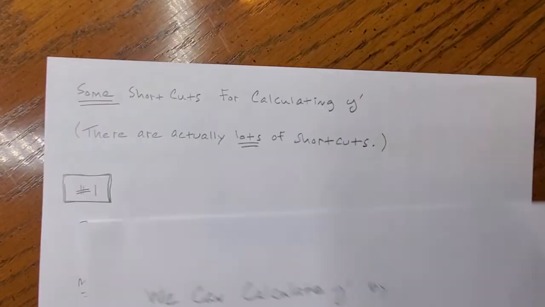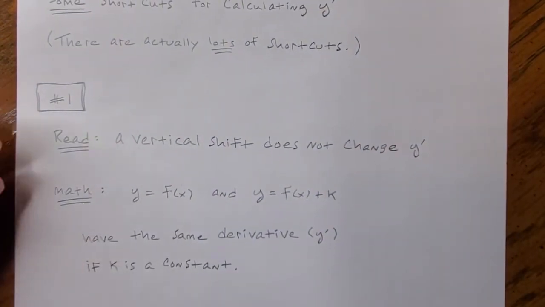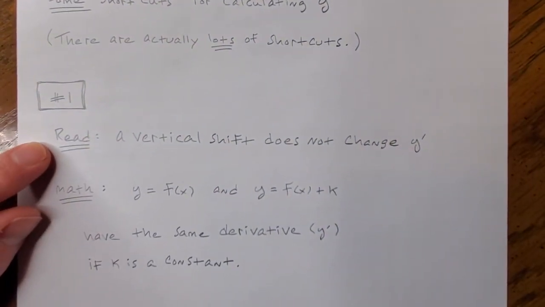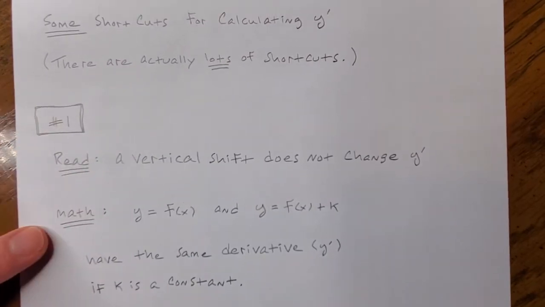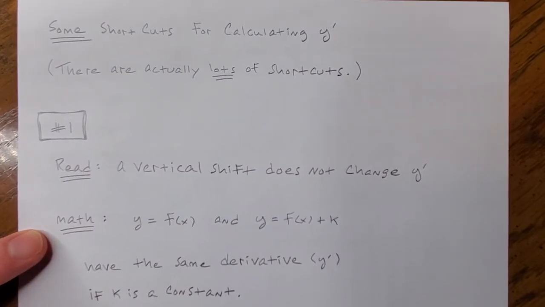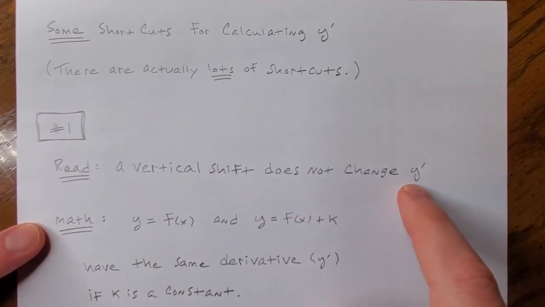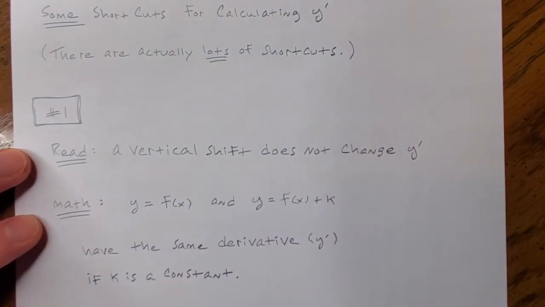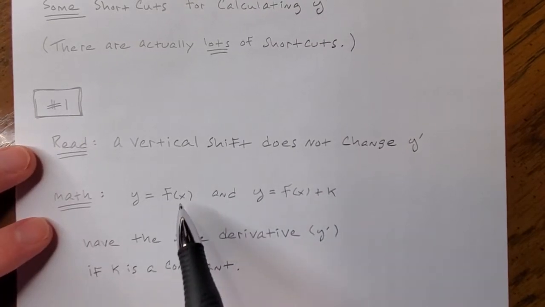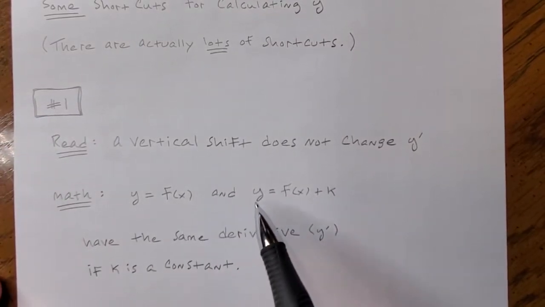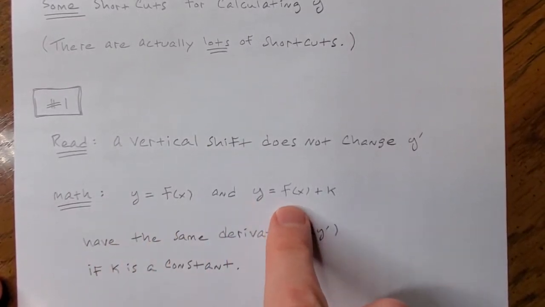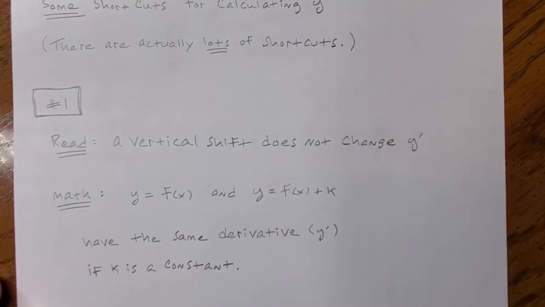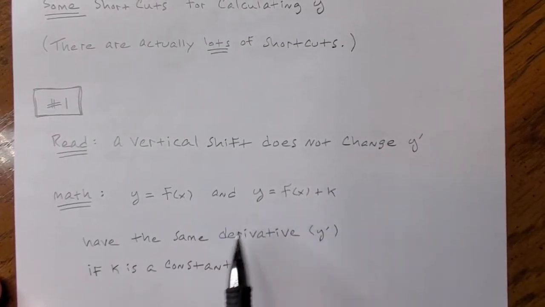Here's how we can think of the first shortcut. I'll give you a way that you can read it and think about it, and then also a formula. For my first shortcut, the way you might describe it to somebody is that a vertical shift does not change what y prime is. The formula would be something like this: y is f of x, and y is f of x plus k, where k is a constant. Then these two things have the same derivative.